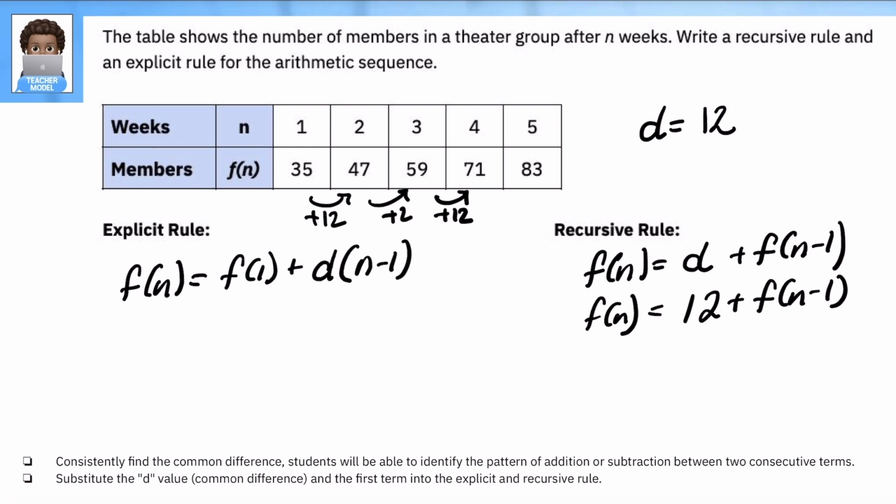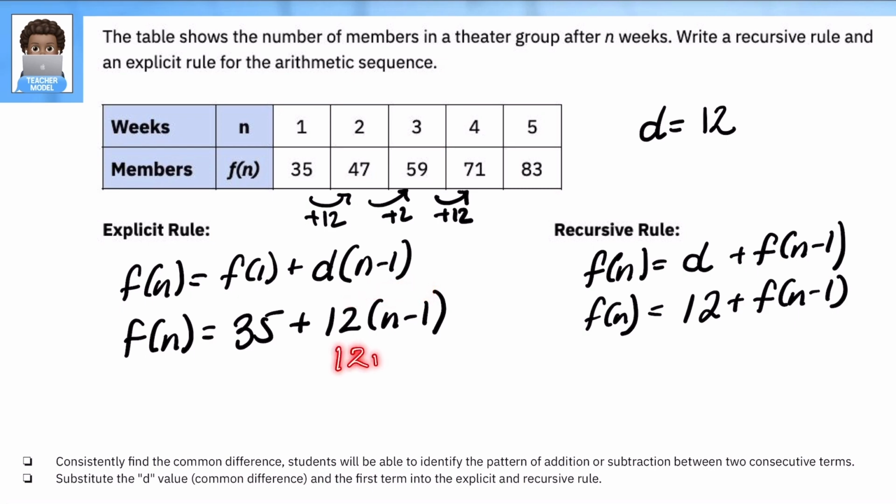So now we would just substitute in. Our f of n would be 35 plus 12 times n minus 1. And we're going to leave it just like that. Now, some people may be thinking, we've done so much distributing, could I distribute this and write another rule? Why, yes, you can. So this is another option. You could have written 12n minus 12 and simplified it out. But for right now, I will say that this is sufficient. But if you were thinking of distributing, that would be just another, equivalent rule that could express this sequence.